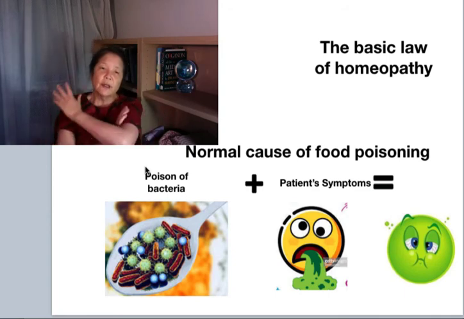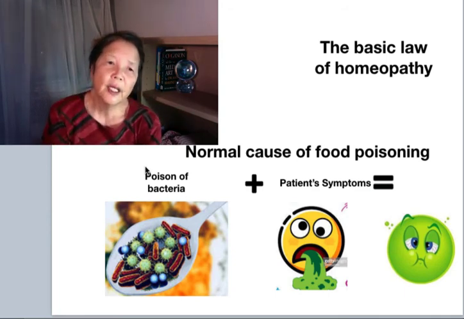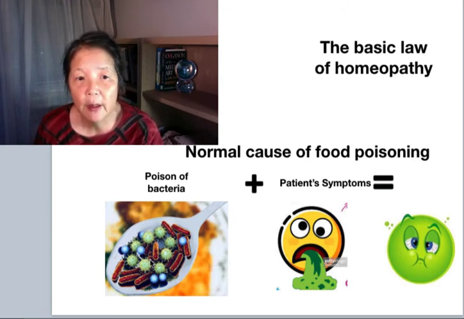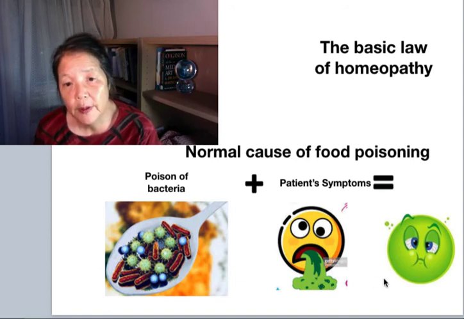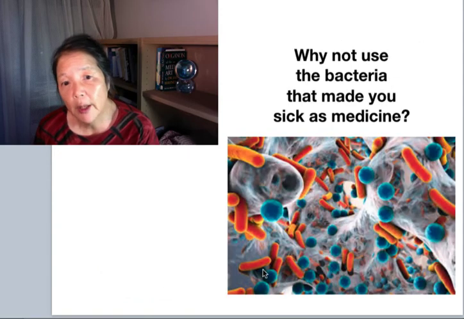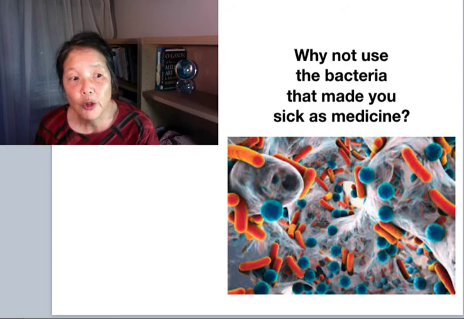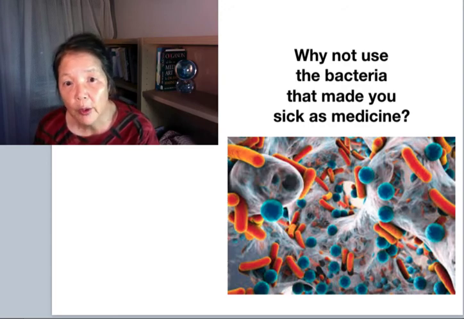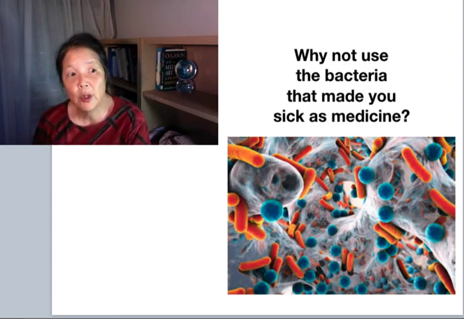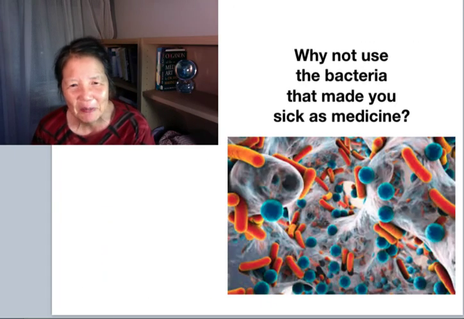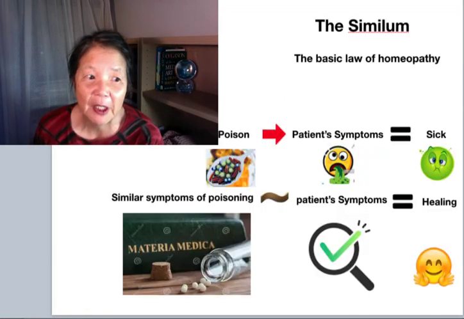So in the case of normal food poisoning, let's say you ate a spoonful of bacteria, many kinds, and then you got nausea and vomiting, and you're a sick bunny, right? You're sick. And why not just use the bacteria as your medicine? Well, you don't know which one, and you can't go in the store and buy that. Maybe you can use your poisonous food to make a remedy, but not many people would feel good about that.